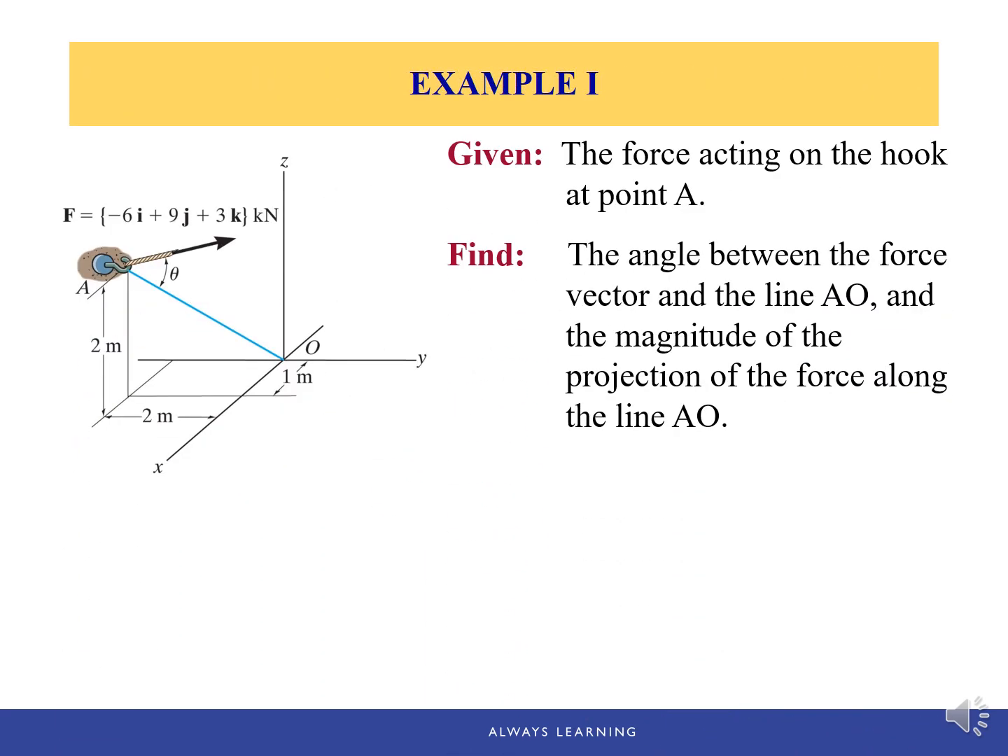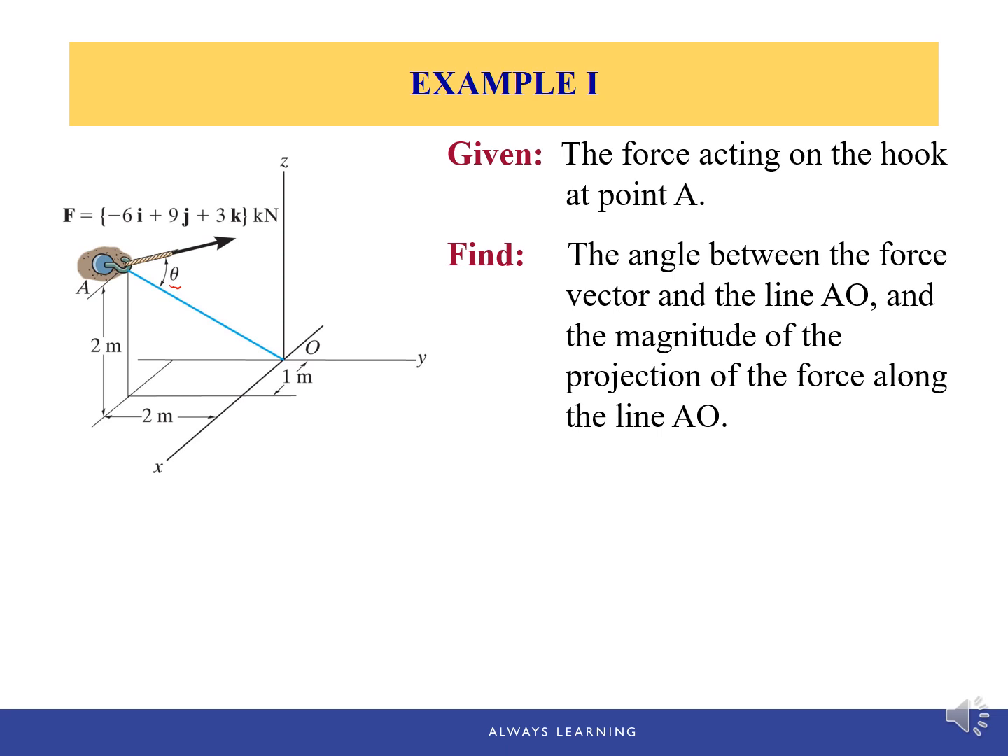Example 1: we have a force acting on the hook at point A, and the force is given in vector form. We have some dimensions given. The hook is located at point A with certain dimensions, and the origin is O. We're looking for the angle between the force vector and the line AO, which is the angle theta here. And we're also looking for the magnitude of the projection of the force along AO.